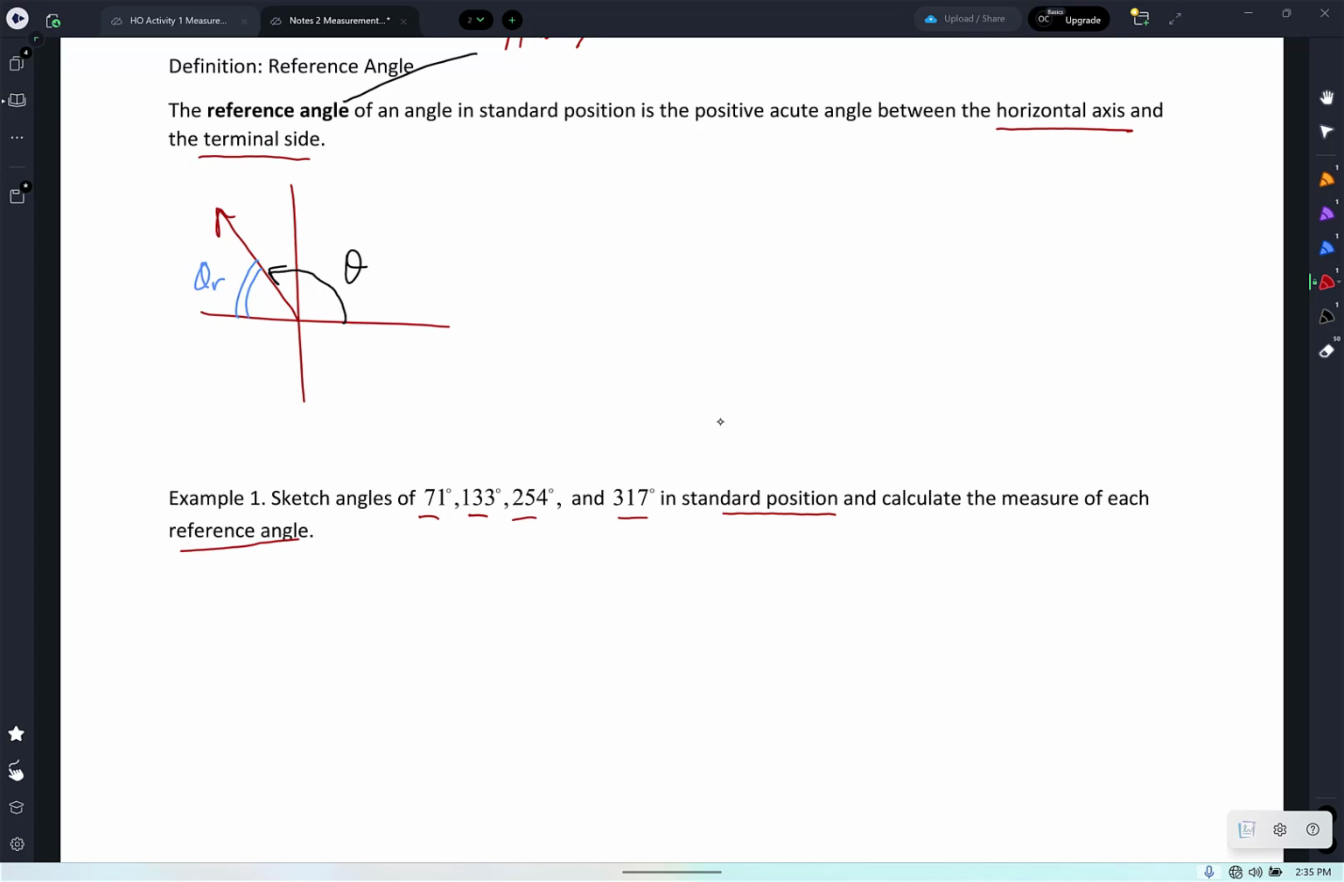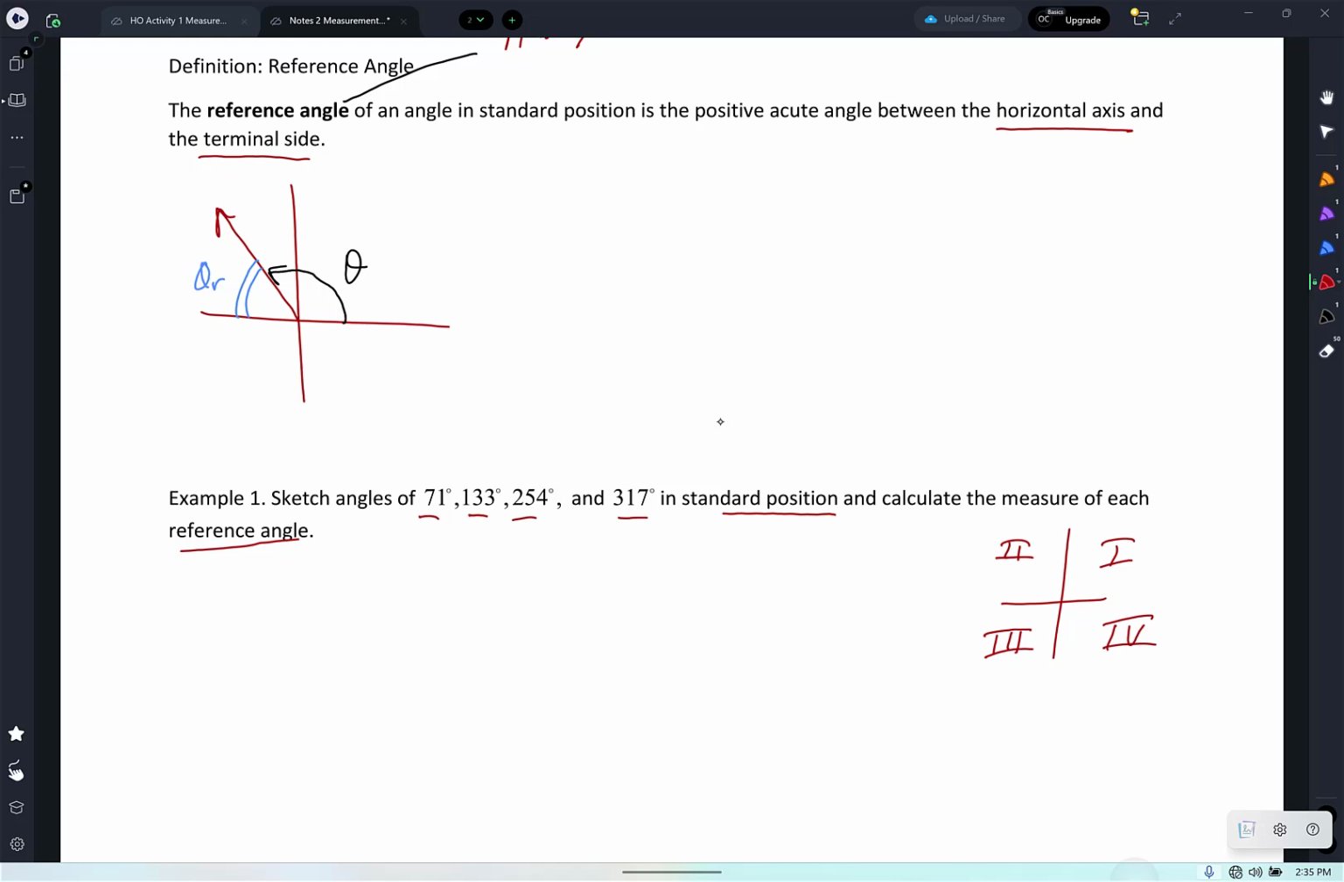Okay, 71 degrees, what quadrant? And let me draw the quadrants just in case we don't know it. Quadrant I, quadrant II, quadrant III, quadrant IV. And why do they use Roman numerals? I'm not exactly sure, guys. I'm not a history buff. Maybe you guys can figure out why. But I've never seen any textbook write it numerically, 1, 2, 3, 4. It's always in Roman numerals.